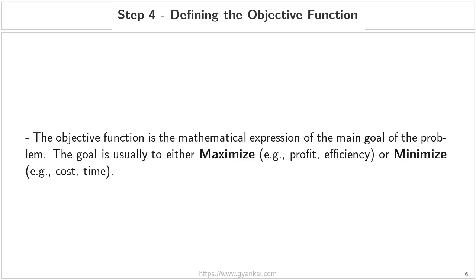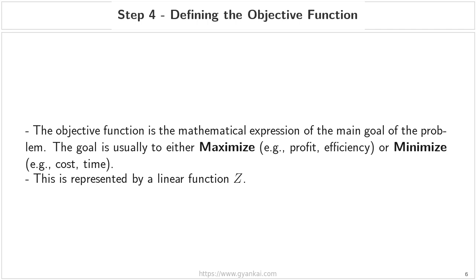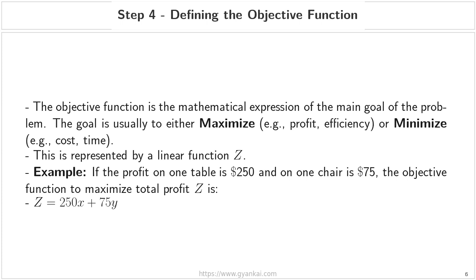Think of the objective function as the heart of the problem. It is the mathematical expression that represents exactly what we are trying to achieve. In most business scenarios, we are looking to do one of two things: either maximize something, like total profit or production efficiency, or minimize something, such as total cost, waste, or time spent. In our mathematical model, we represent this goal using a linear function, which we typically denote with the capital letter Z. To make this concrete, let's look at the example we started with involving tables and chairs.